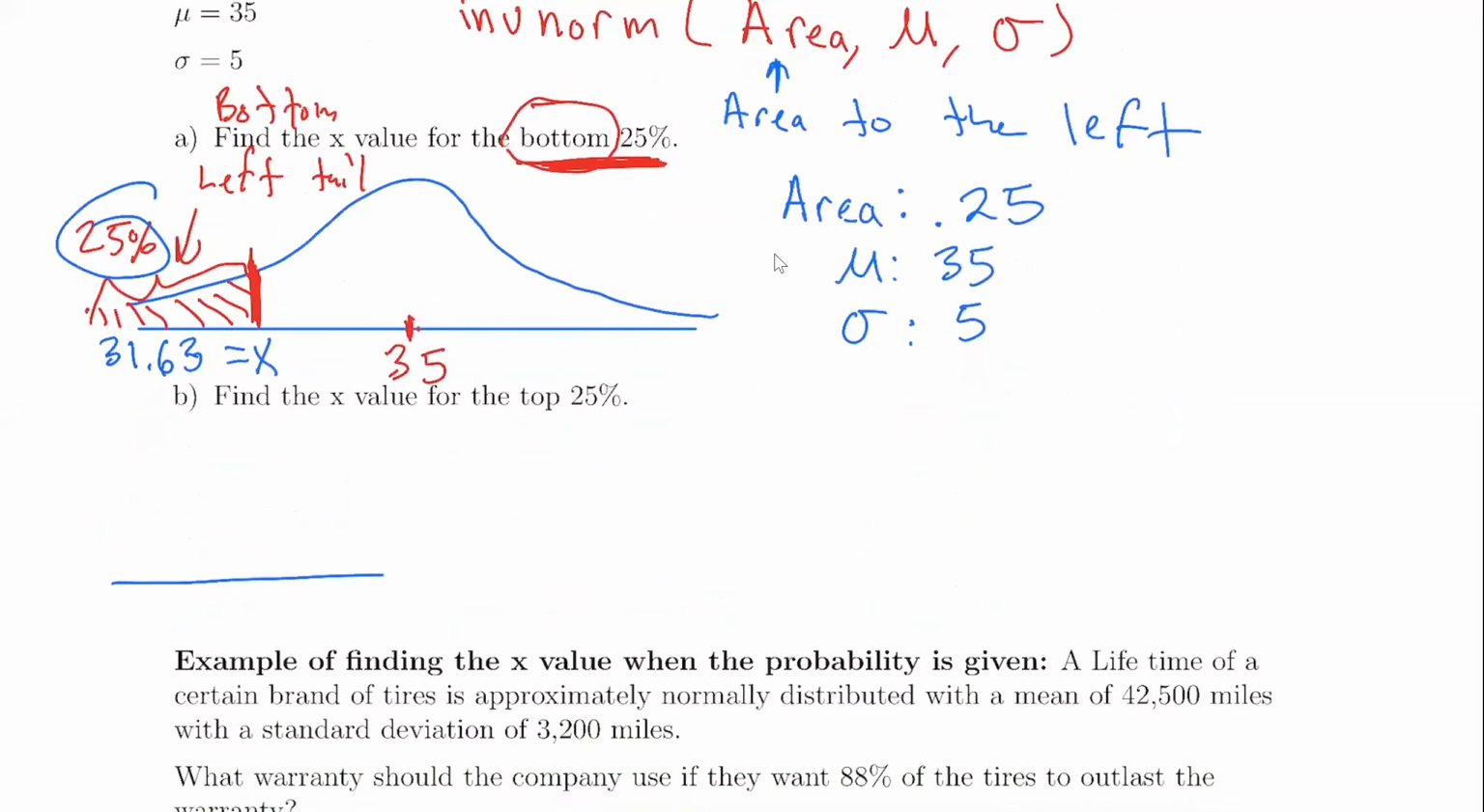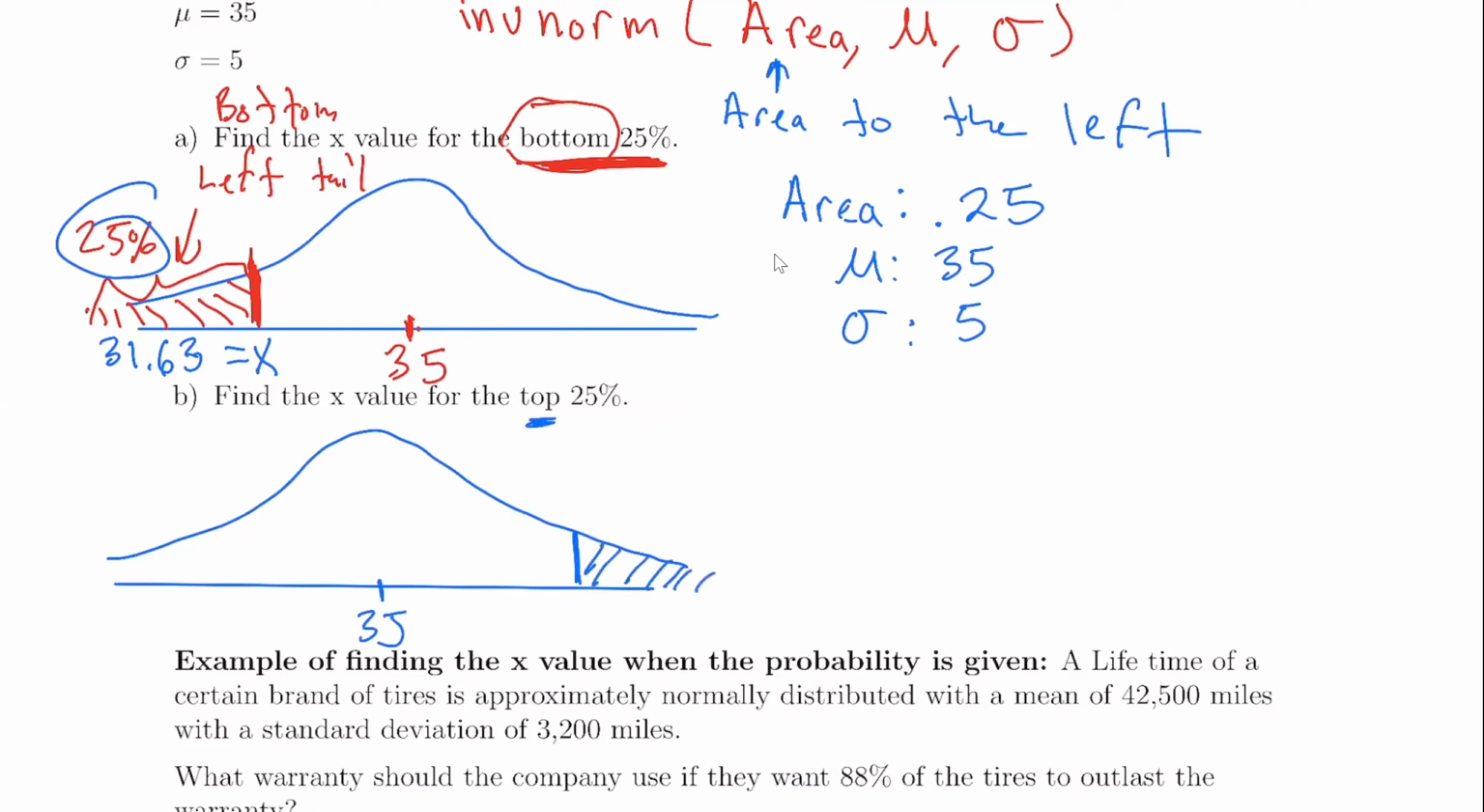For B, we're going to draw this out. We'll put 35 in the middle. Since this is the top, you want to shade this portion in, and we're going to say this is approximately 25%. What we want to do is find the X value that's breaking up this top 25% from the bottom percentage. Any question for the picture?